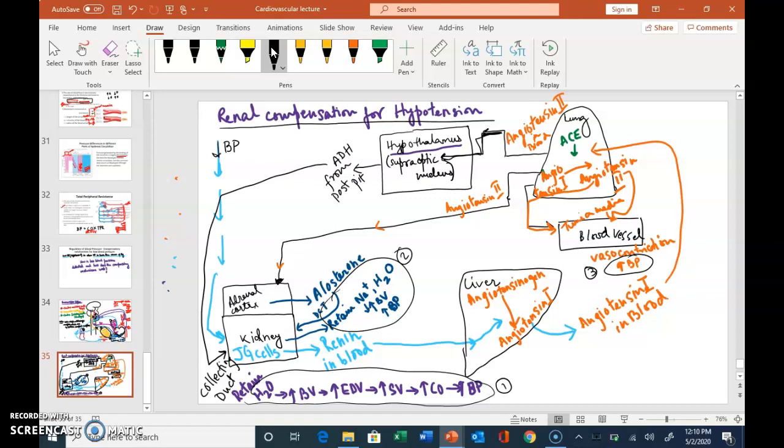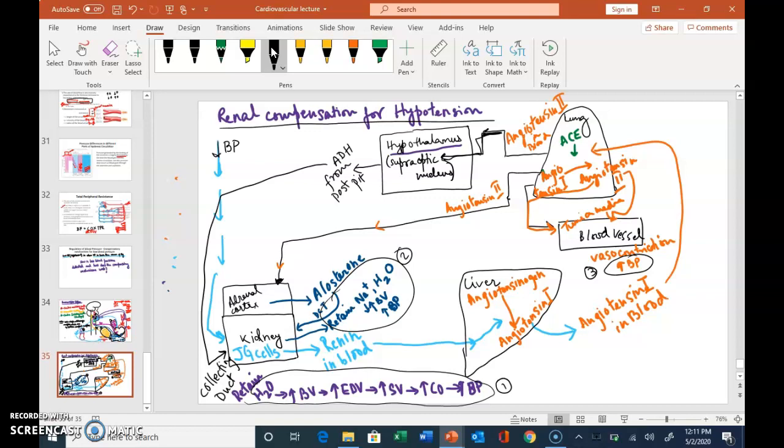The low blood pressure is sensed by specific kidney cells called juxtaglomerular cells or JG cells. And in return, the JG cells release a hormone called renin into blood. Renin travels via blood and reaches the liver. In the liver, there is a protein called angiotensinogen. Renin activates angiotensinogen to angiotensin 1. So now we have angiotensin 1 being released out of the liver into the bloodstream. Angiotensin 1 floats in blood and reaches the lungs.